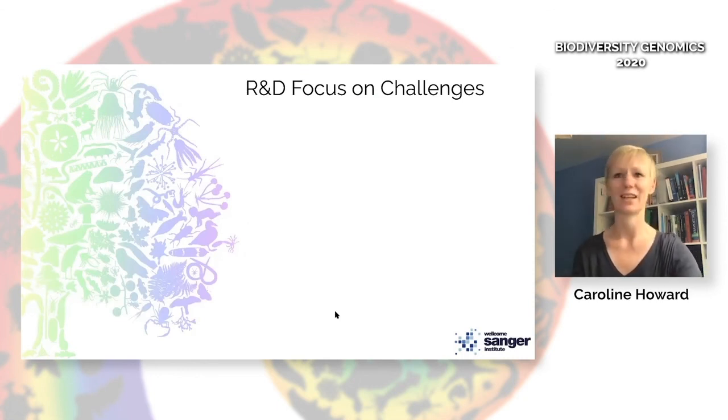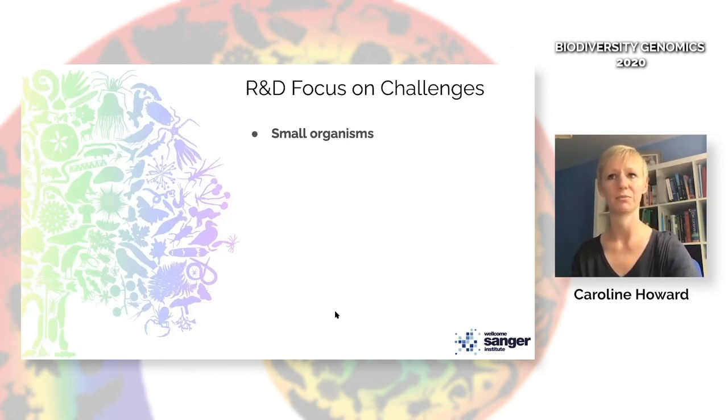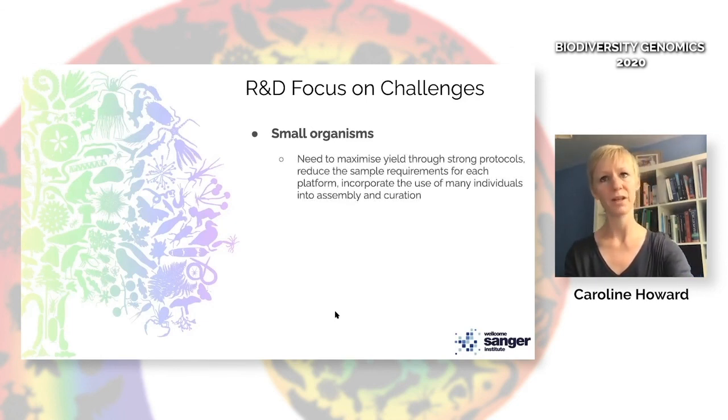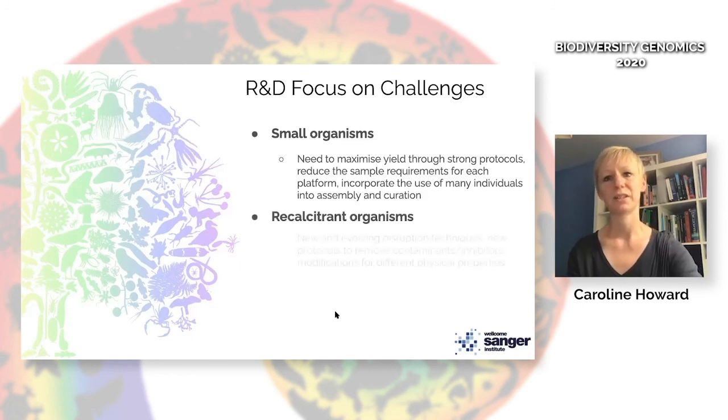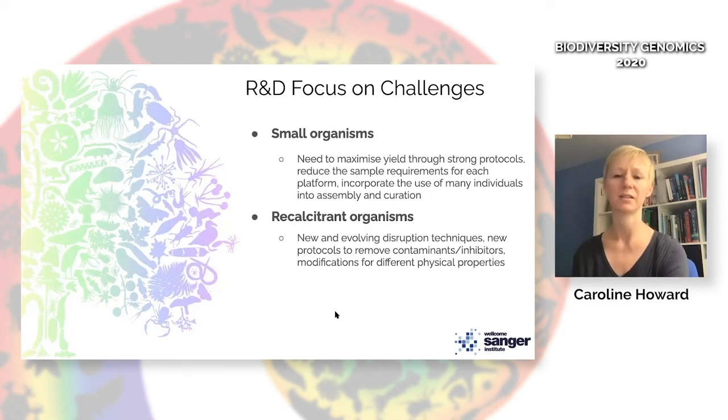So the real R&D focus areas that we have within the group, of course, are on small organisms. As I've already mentioned, the smaller the organism, the more challenging it is to have a sufficient yield of nucleic acids for all of our platforms from the same individual. So we really need to work to maximize the yield, have strong protocols, and in some cases, we might need to use many individuals in assembly and curation. We also need to deal with the recalcitrant organisms, so those that are particularly unyielding in terms of nucleic acid, whether that's because of the presence of contaminants or inhibitors. But we will need to have new and evolving disruption techniques and protocols in order to be able to deal with the broad range of taxa on our list.